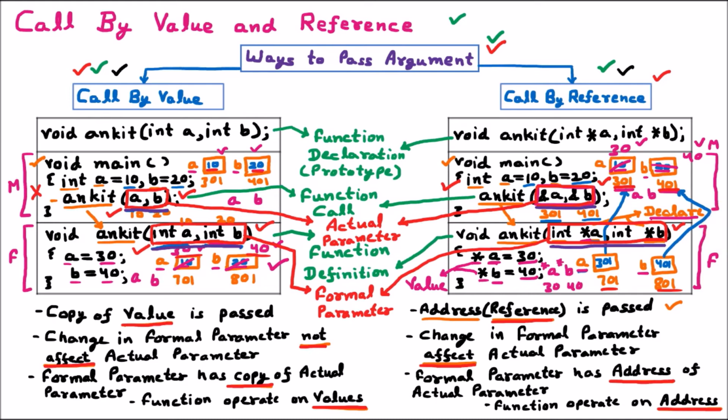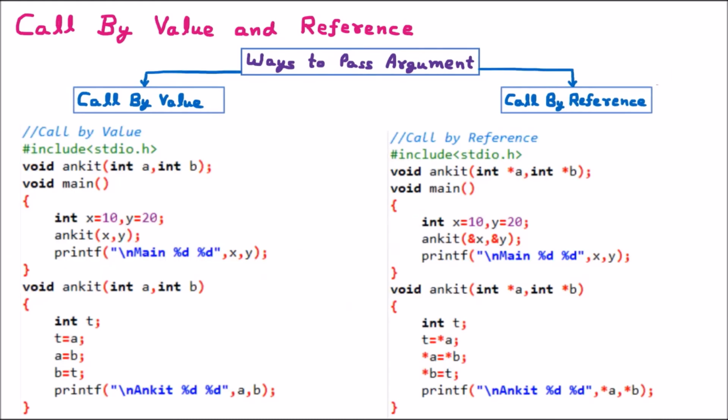Now we are taking a real life example of a program by which we will understand the difference between call by value and call by reference method. So here we are learning the difference between call by value and reference method with the help of a program. First of all, we are taking the program of the call by value method.